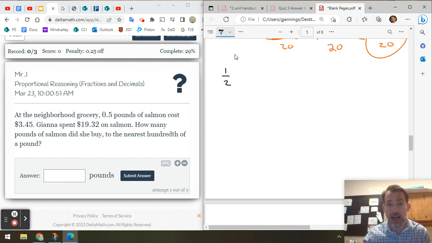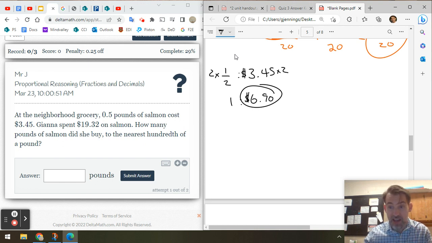So if 1/2 a pound of salmon costs $3.45, then what I can do is multiply both by 2. 2 times 1/2 is 1, and then 3.45 times 2 gives me $6.90. So this is the cost of a pound of salmon.